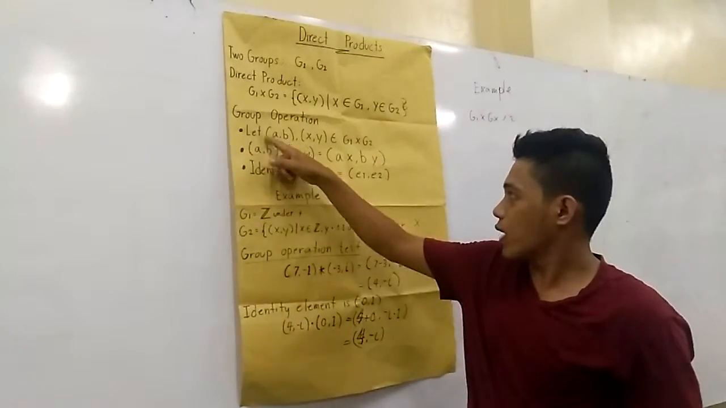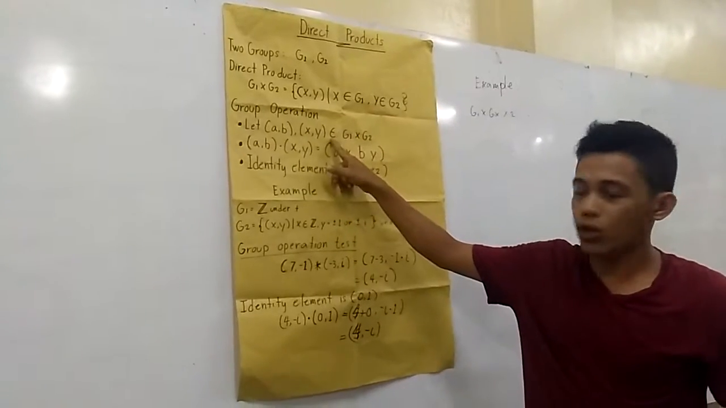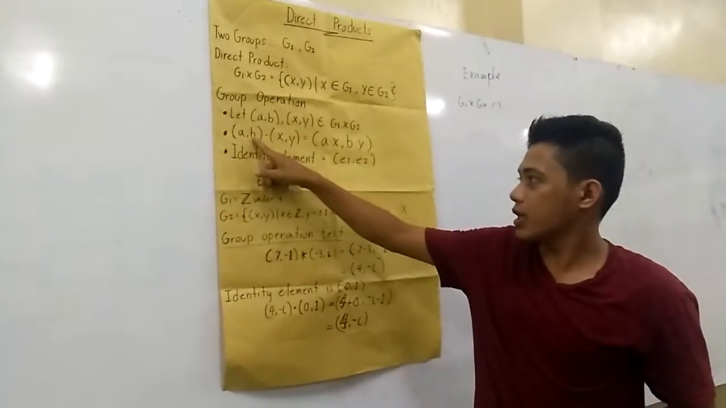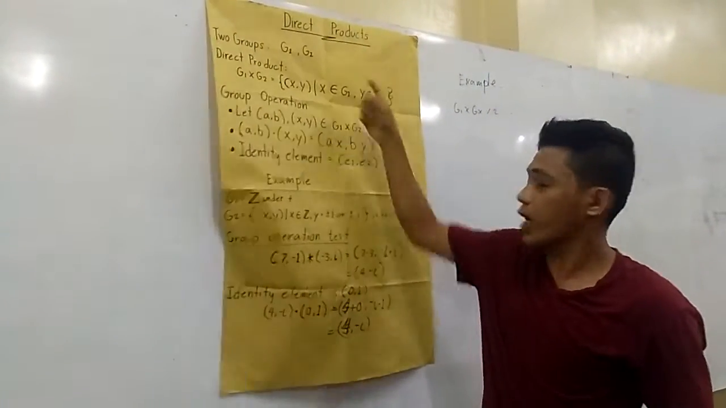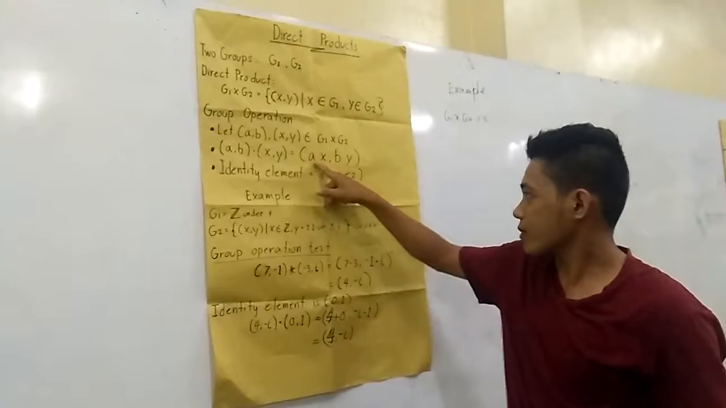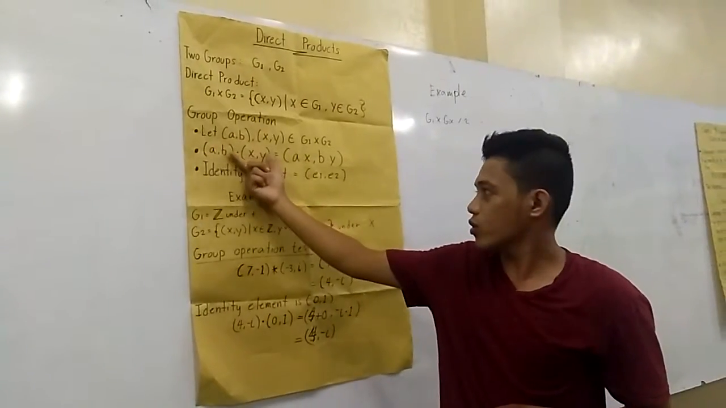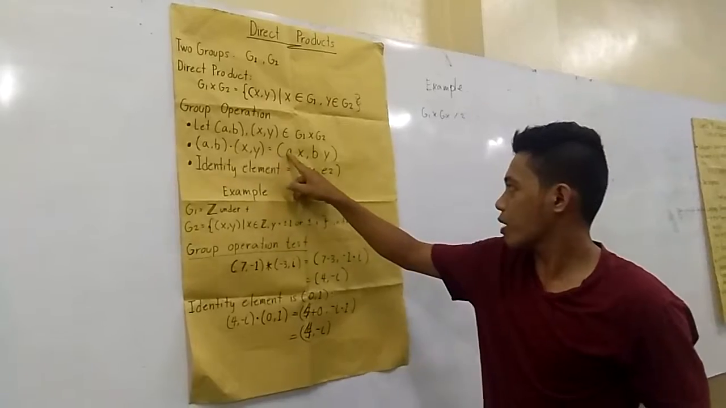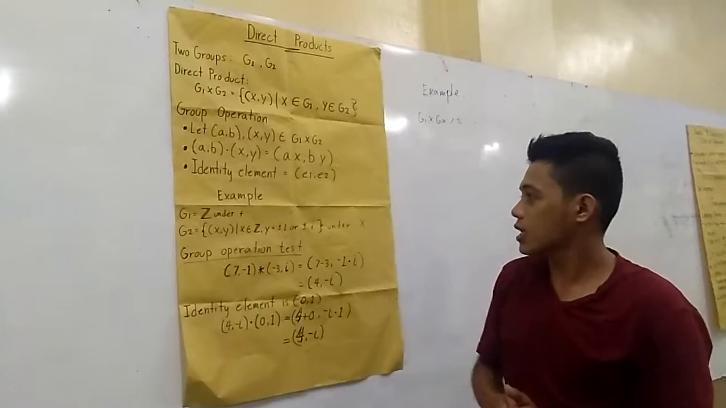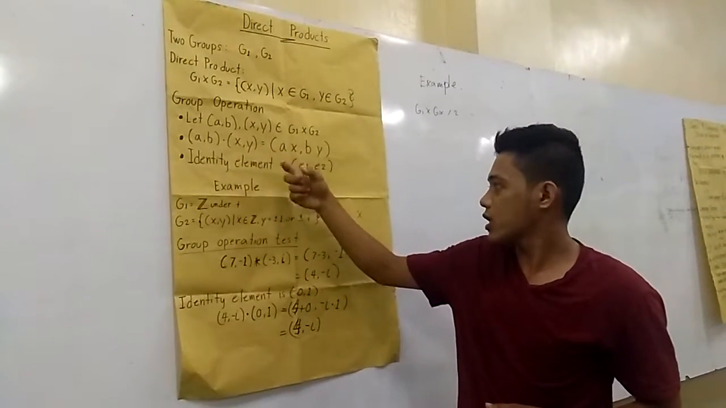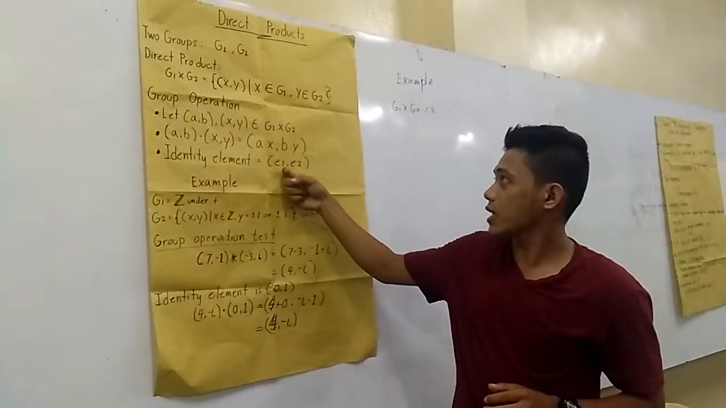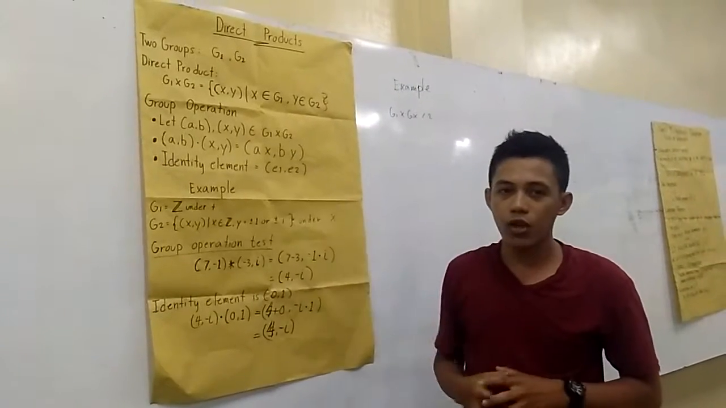So for example, let (a, b) and (x, y) be elements of G1 cross G2. Then (a, b) times (x, y). The symbol for the direct product could be an asterisk, or to make it simple, we use multiplication. To multiply these two, we get a times x, then b times y. This is how to combine them, which is called the direct product. Now the identity element of these is (e1, e2), where e1 is the identity of G1 and e2 is the identity of G2.